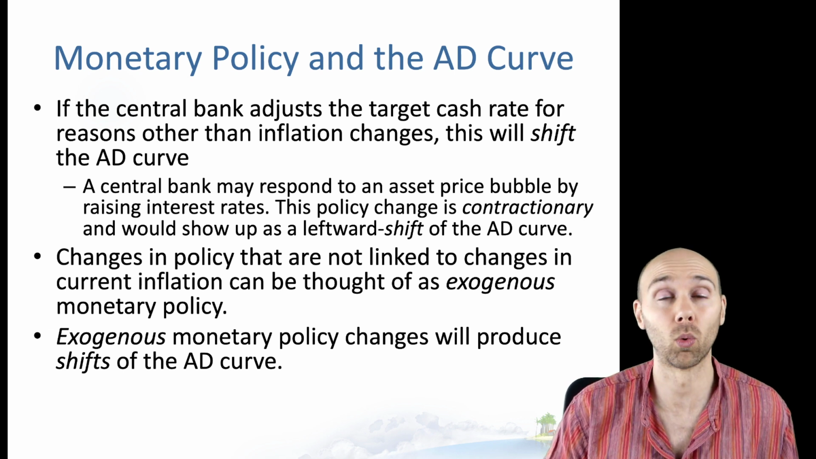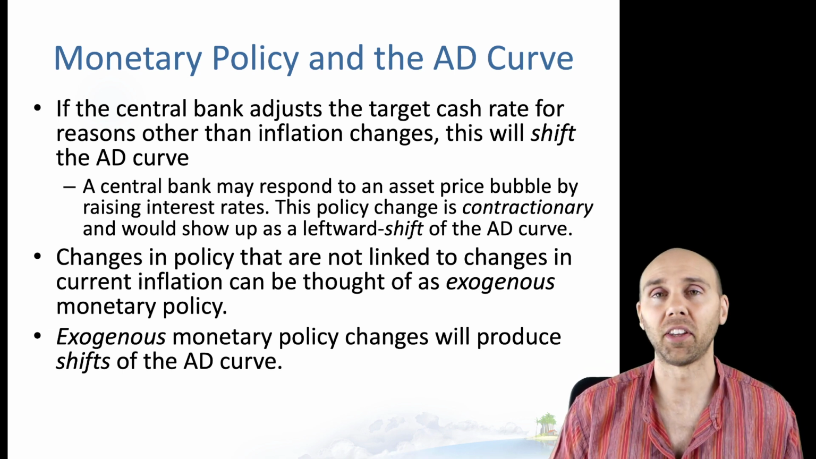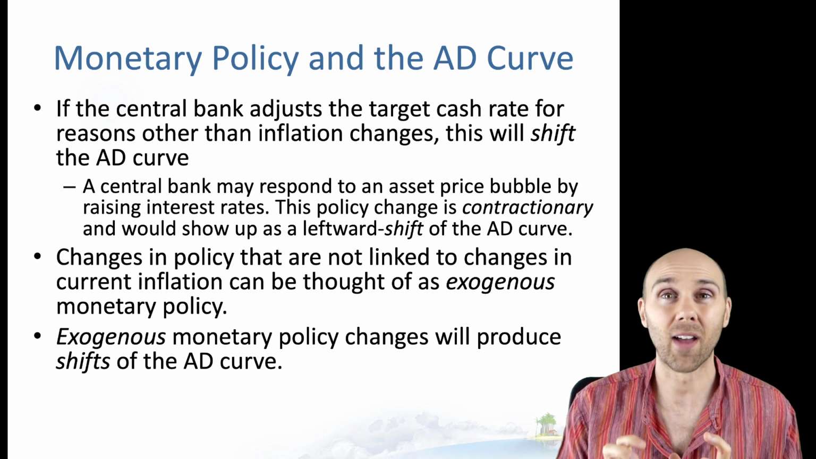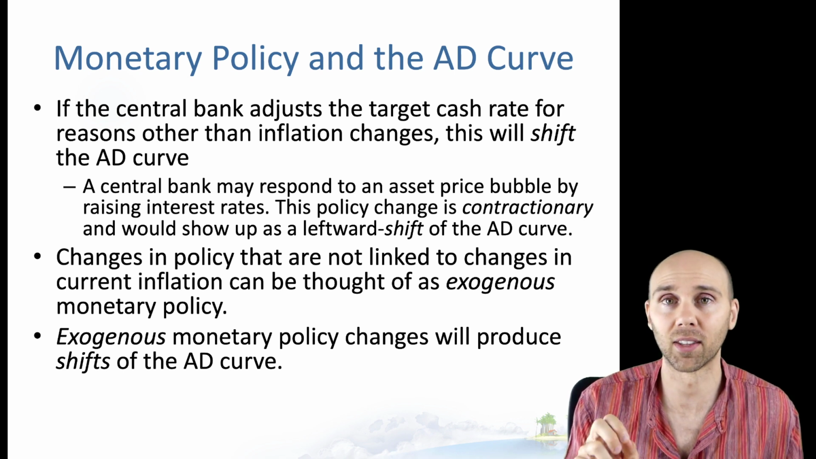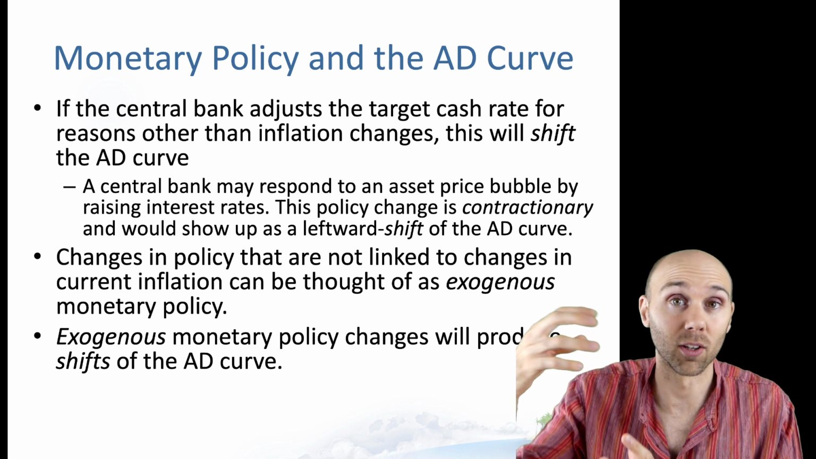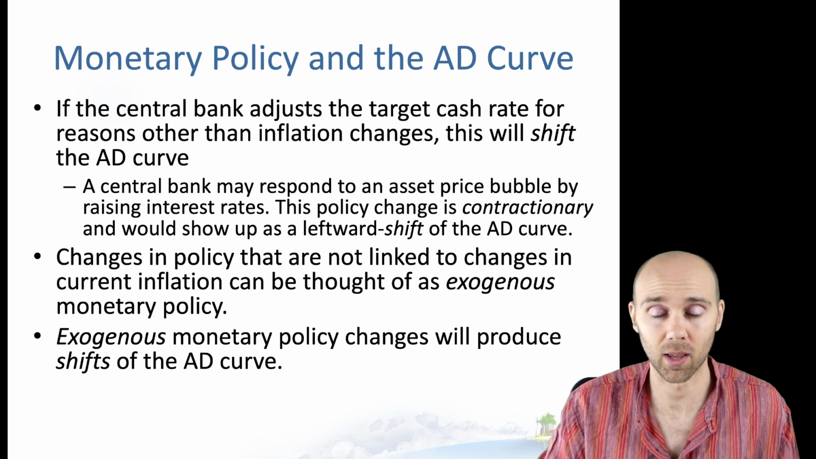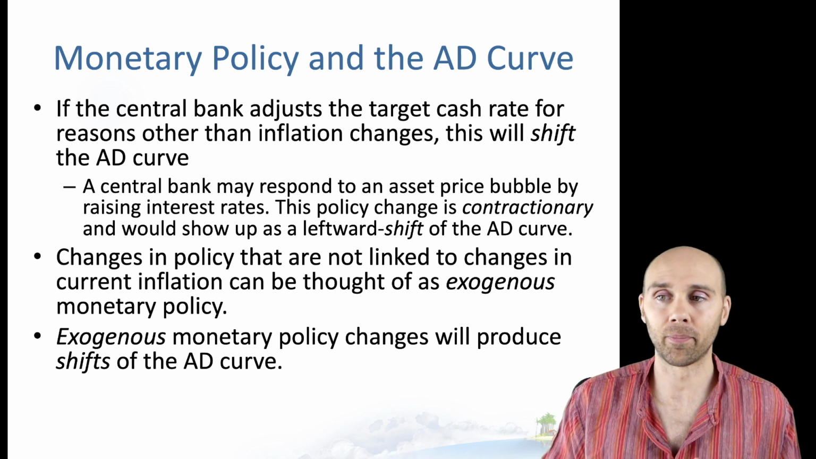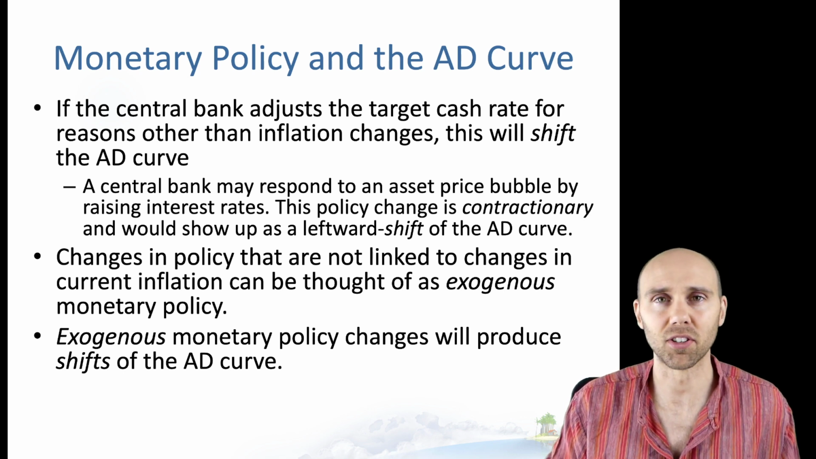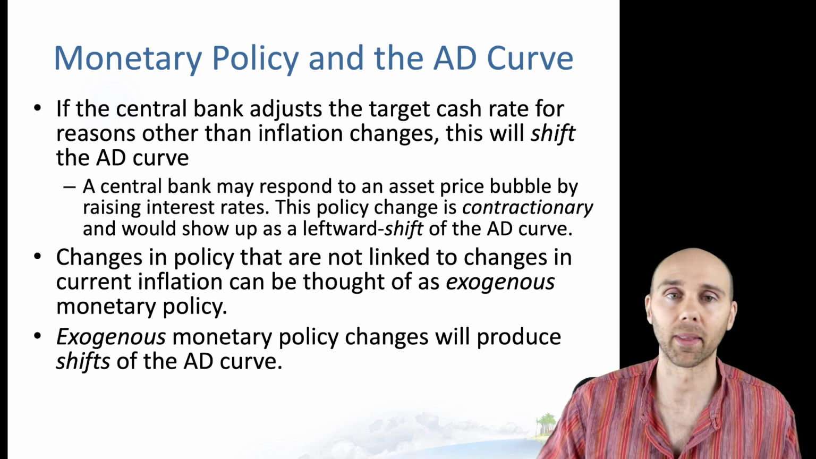So why would the central bank want to change the target cash rate if it didn't have to do with inflationary pressures? Well, it can happen in particular if there's a special type of asset bubble that it thinks is happening. So it's not about overall inflation, but there's an important part of the economy where it thinks prices are growing beyond their true values, such as housing market bubbles, which many economists argue we haven't got in Australia today. So this is something that's affecting monetary policy, but it's not linked to current changes in inflation. So we call this an exogenous monetary policy, and that shifts our AD curve to something else.